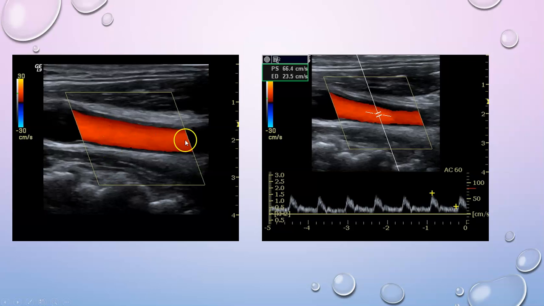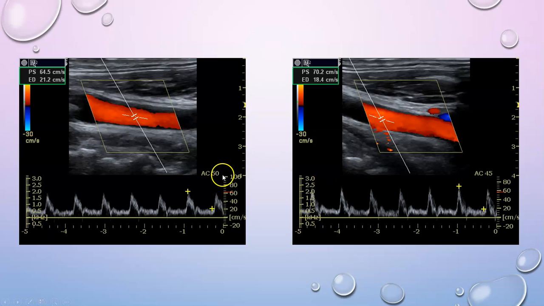So here's an example of blood flow going from right to left, because red is above the baseline and it's coming towards the transducer, so up towards the transducer. And so it's going from right to left. And if we take a measurement of that, we see that our velocity is about 66 centimeters per second with a Doppler shift of just under 1.5 kilohertz.